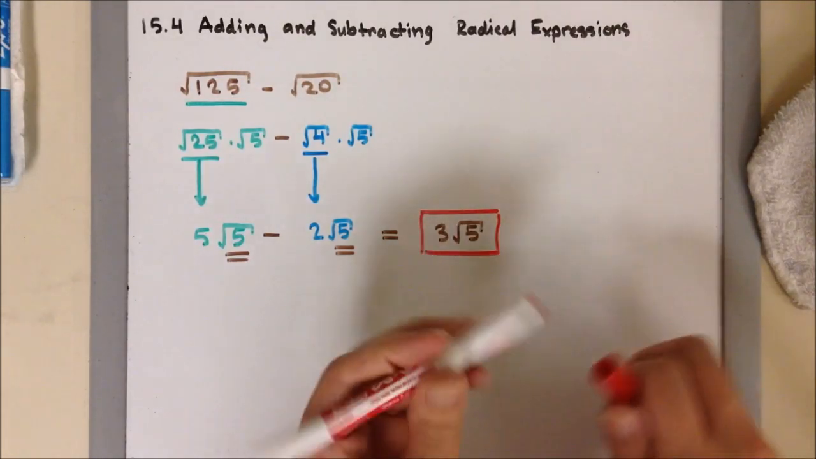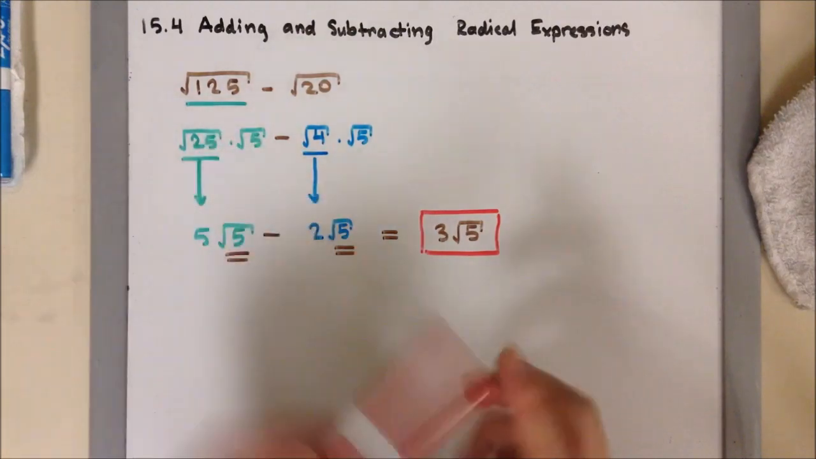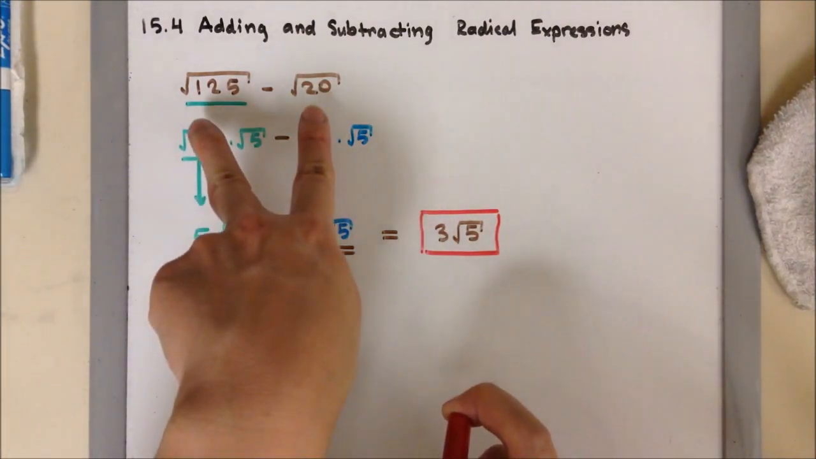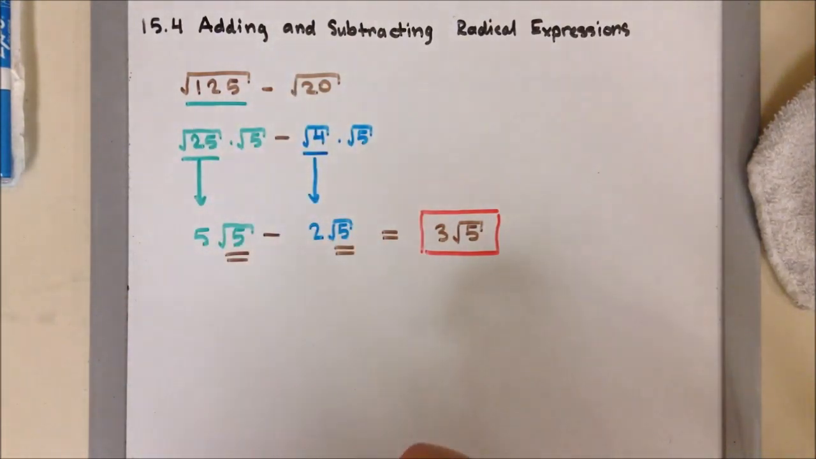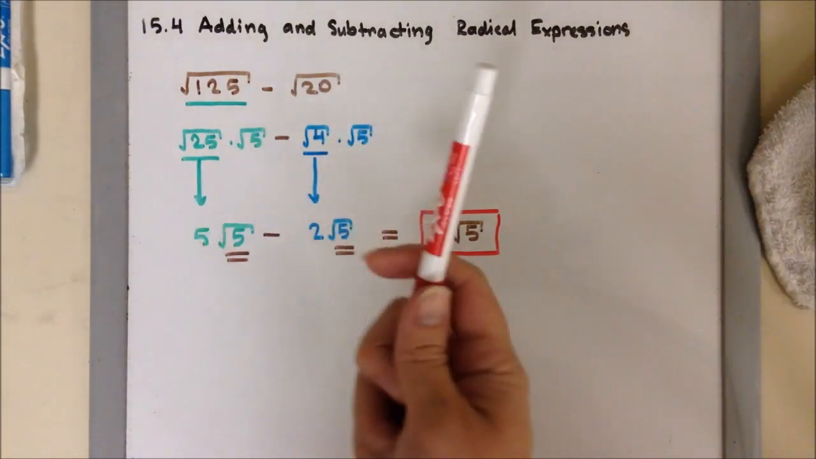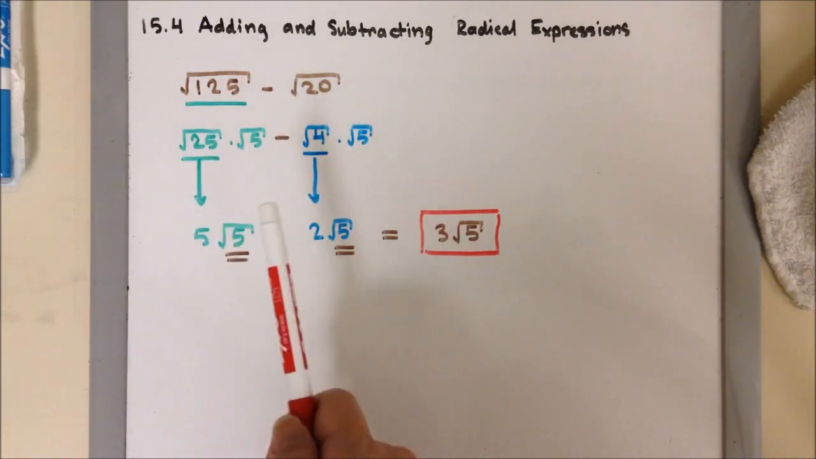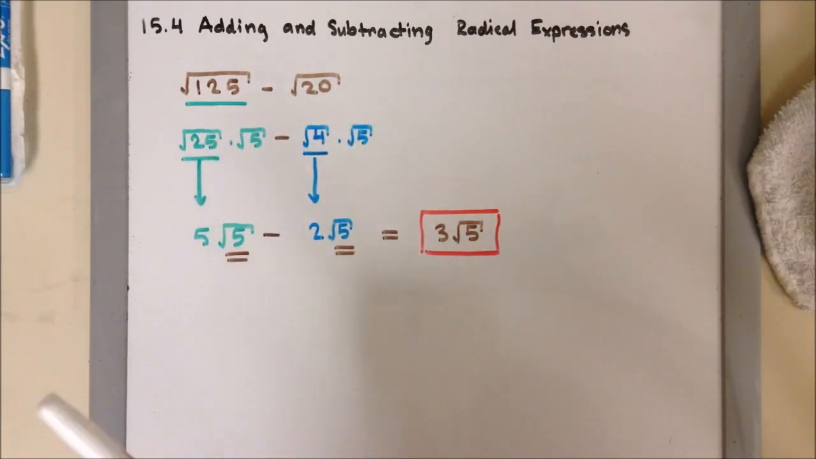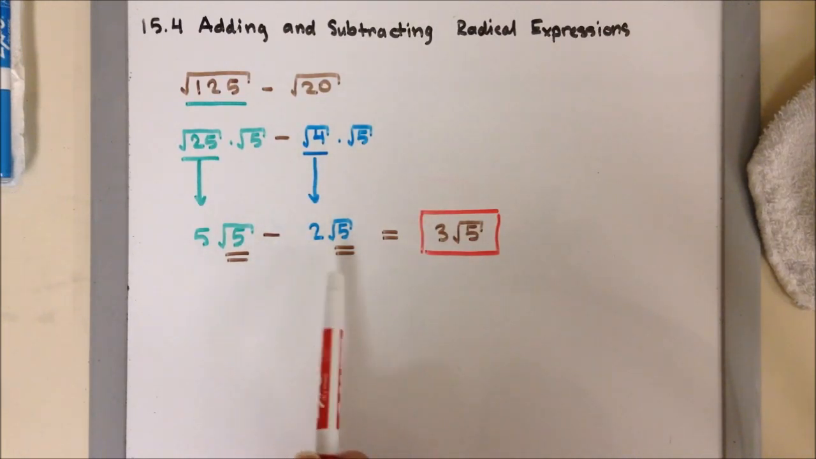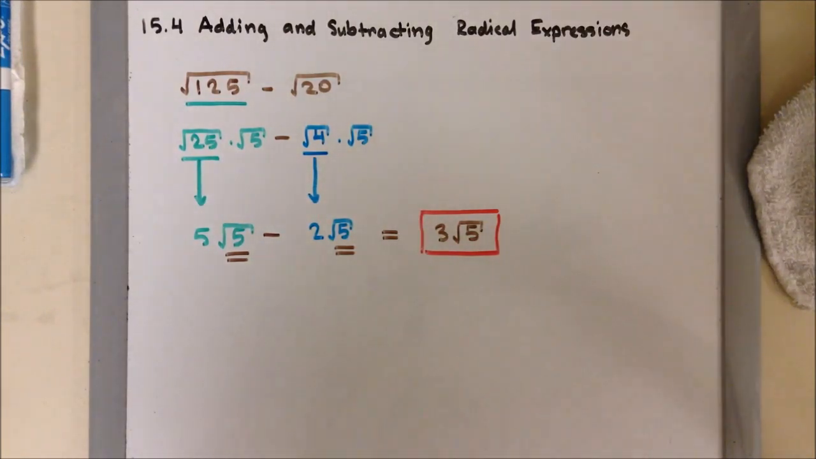So in this example, we are subtracting the radical expression, but at the beginning we had both radical expressions that were not in their simplest form. So we just break it down into two factors where one of them is a perfect square number, and then continue simplifying. Once I finish simplifying, I just combine like terms because both of them have the square root of 5.